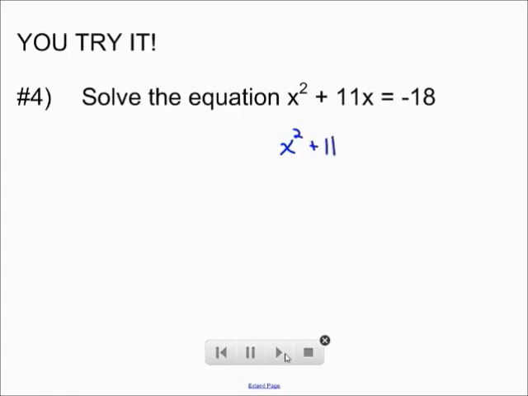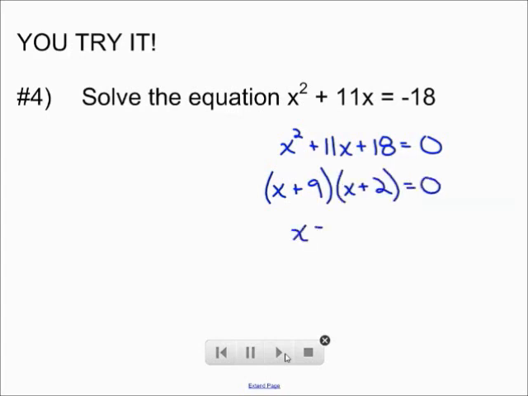Okay, so we have to start off by putting this in standard form. So I'll add 18 to both sides. Then I'm looking for factors of 18 that add up to 11. Not 18 and 1, but 9 and 2. So the solutions to this equation using the zero product property are negative 9 and negative 2. And you can always plug those values into the original equation and figure it out.